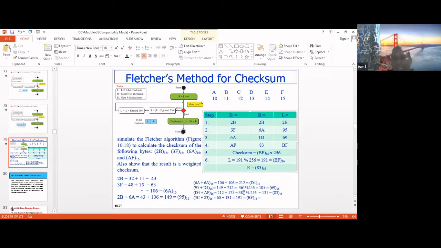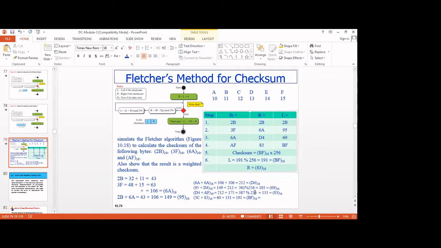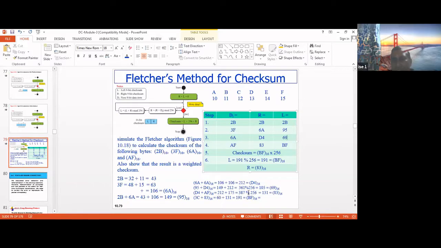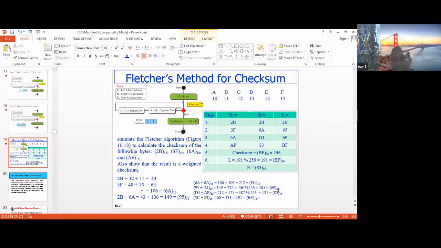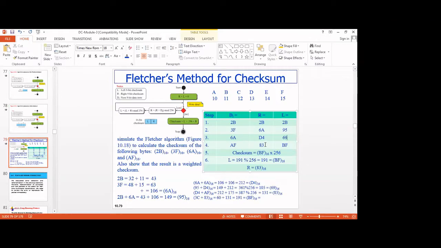387. 387 divided by 256. So what is the remainder here? 1, no remainder. How much? 387 minus 256. 131. So this 83 is correct. Am I clear over here?